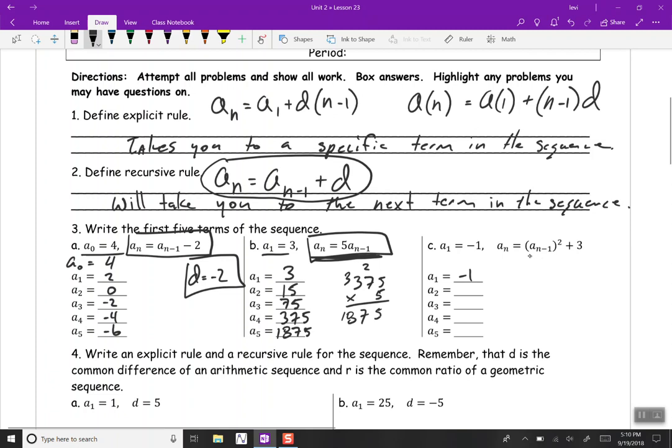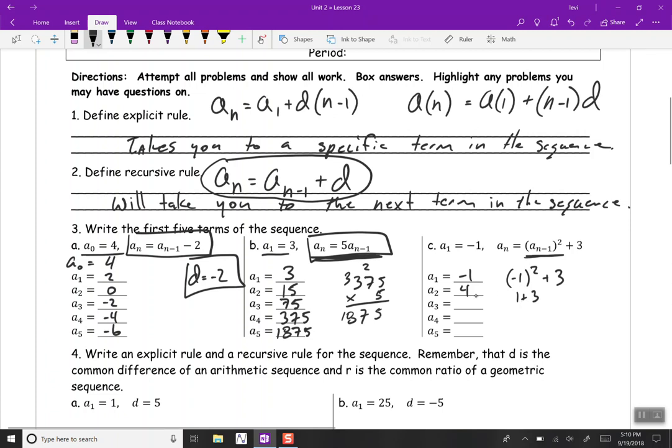This is saying our first term is -1. Then we want to take our previous term, and what are we doing to it? We're going to square it and then add 3. So the next term would be -1 squared plus 3. So that would be 1 plus 3, which would be 4.